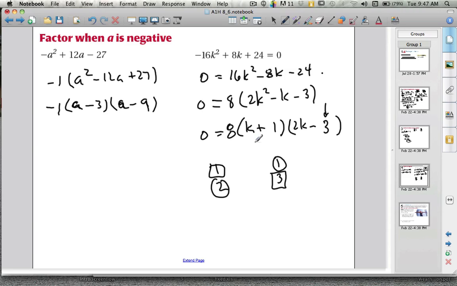Okay, if I want to go ahead and solve this, the 8 is not involved. K can be -1, or if I add 3 and divide by 2, 3/2. Okay, those are my solutions.